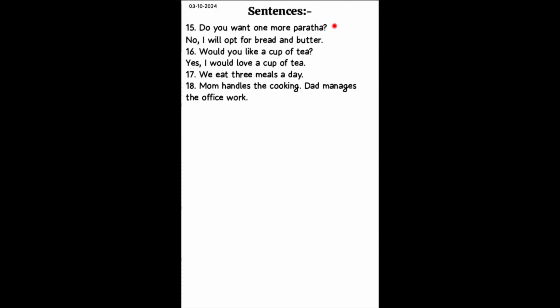Yes, or you can say you want another paratha also, it means the same. No, no. I will opt for bread and butter. I opt for bread and butter. Okay, what is opt? You are saying that I will not take a paratha, I will have bread and butter. Okay, so you will say no, I will opt for bread and butter.